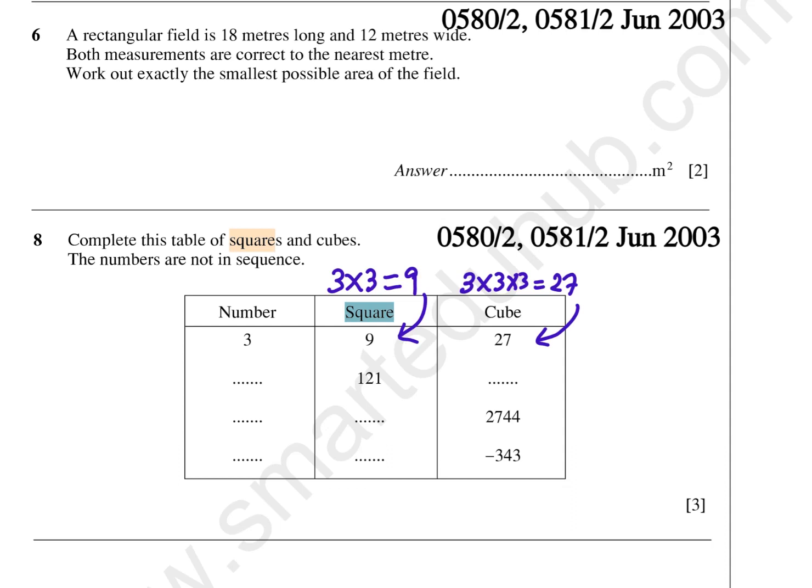So the number is 121. Which two numbers have been multiplied to get 121? If you do not know this, simply take the square root, because the number is found by finding the square root of the square. So square root of 121 is 11. Now you know how the cube is got by multiplying 11 by itself thrice, and that gives you 1331.